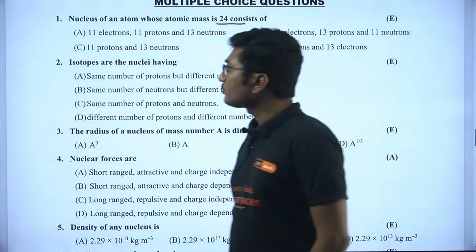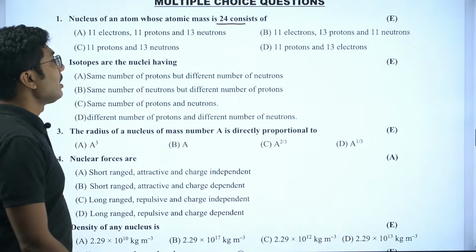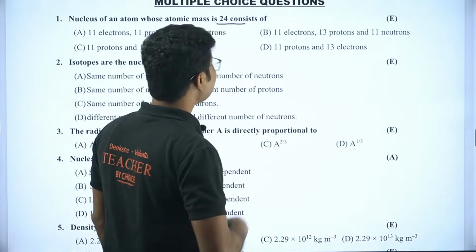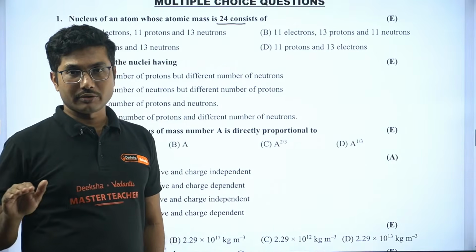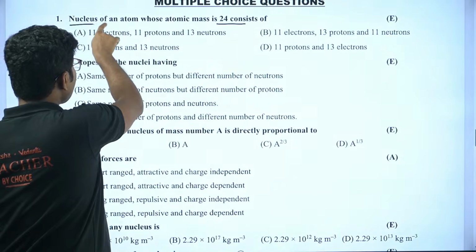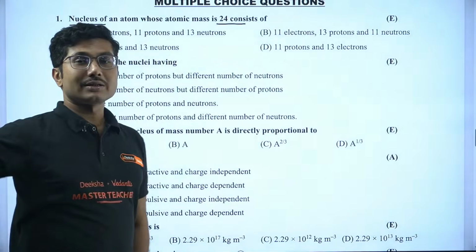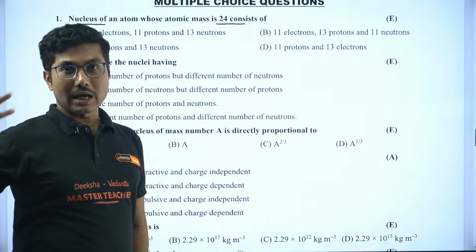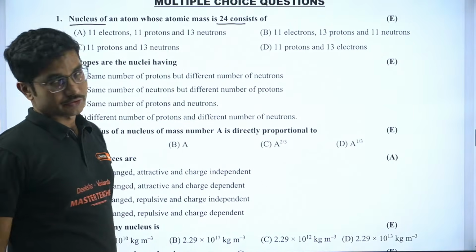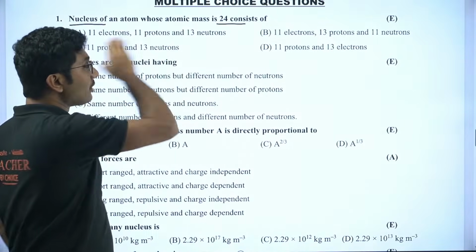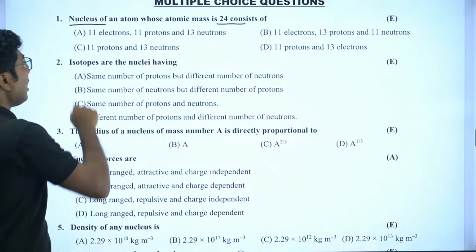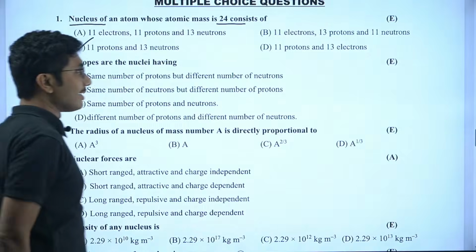So, nucleus of an atom, atomic mass is 24. Here you have to remember that inside the nucleus there is no electron. So they ask you about the nucleus of the atom. If they ask you directly what the atom is constituted of, then you can say 11 electrons, 11 protons, 13 neutrons. But they are saying the nucleus of the atom consists of, so the nucleus of the atom should have 11 protons and 13 neutrons.